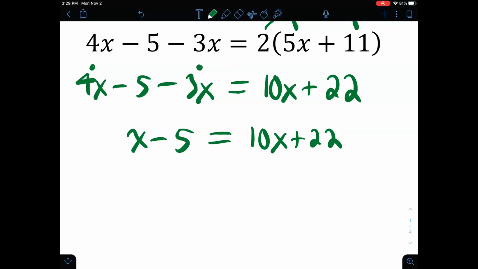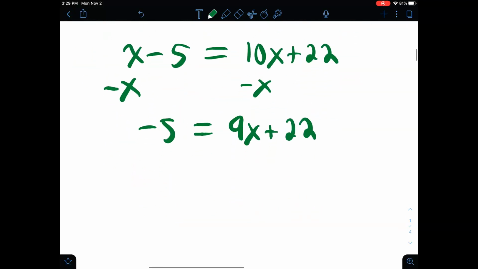Do you want to move the 10x or the x? Let's move the x. I'm going to move the x by subtracting x from both sides. So now we have negative 5 equals 10x minus x, which is 9x, plus 22.